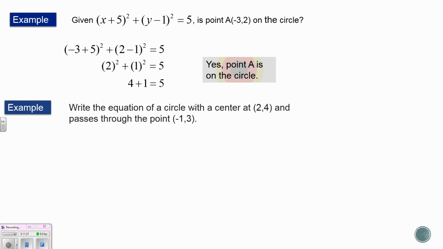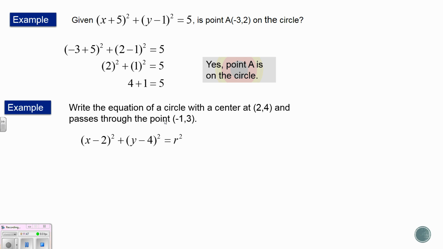All right, and then the last example here says write the equation of a circle with the center at 2, 4 that passes through the point -3, 1. So they gave us our center, which is h and k. I can plug that in, (x minus h) squared plus (y minus k) squared, but we don't know what r is. So that's what we're looking for.